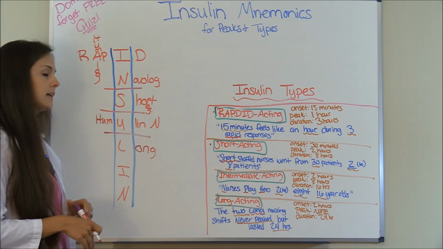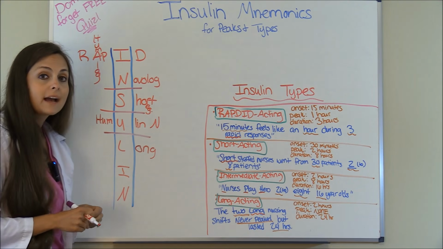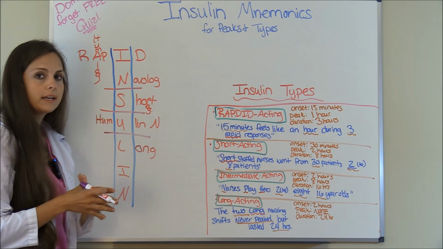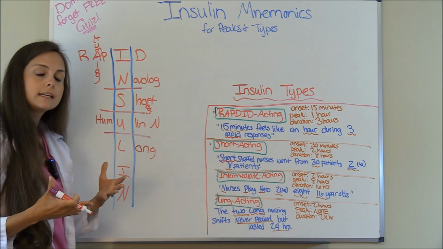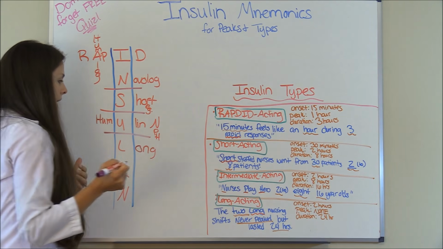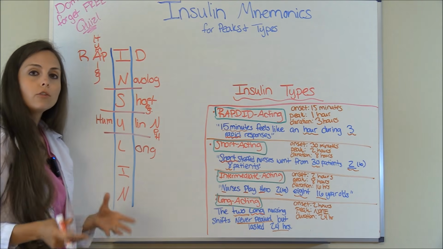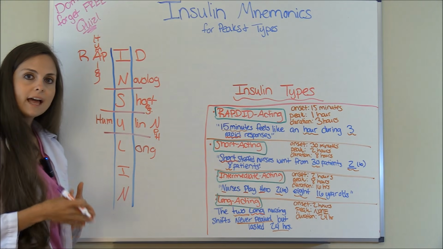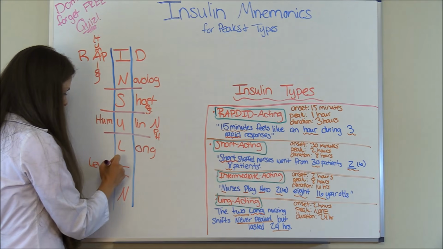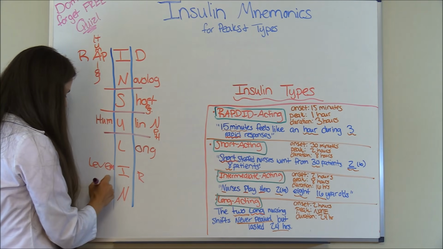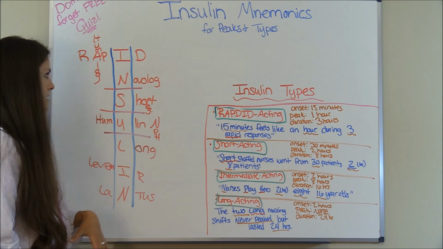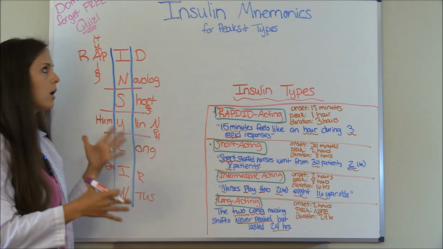And then Humulin N, those are our intermediate acting. Remember, U was the middle of the word insulin, so we know that's intermediate. And those are our drugs that end in N, like NPH. And then our L for the long-acting, that is Levemir and Lantus. Now we have it by category. That can help us understand it.